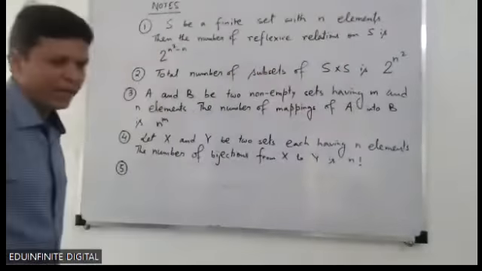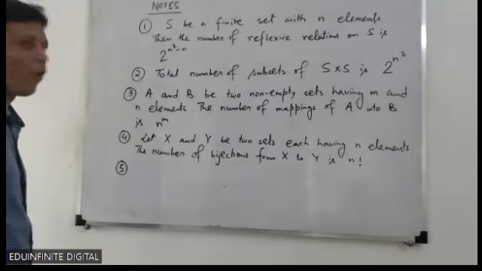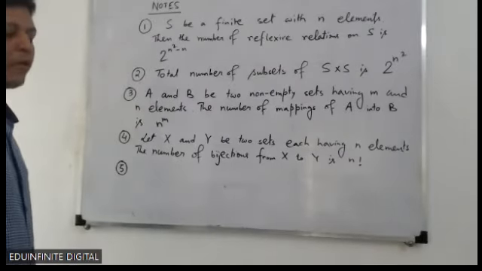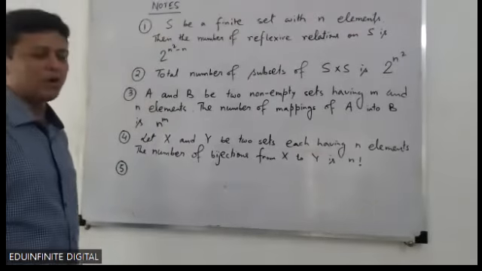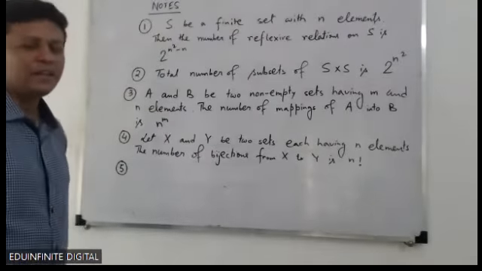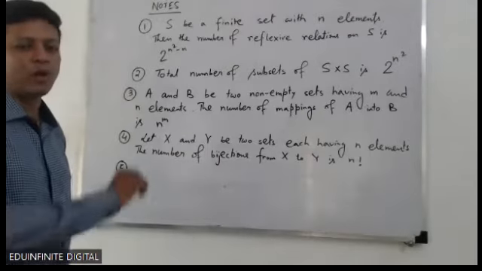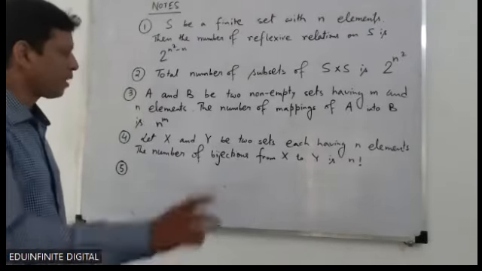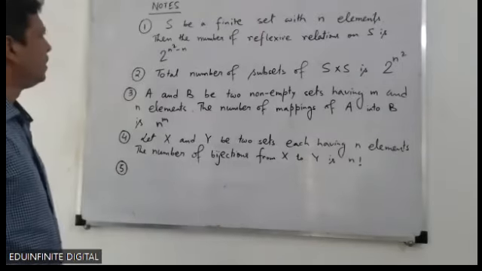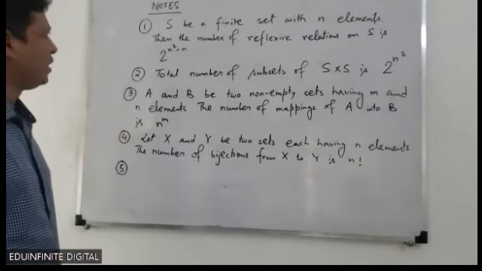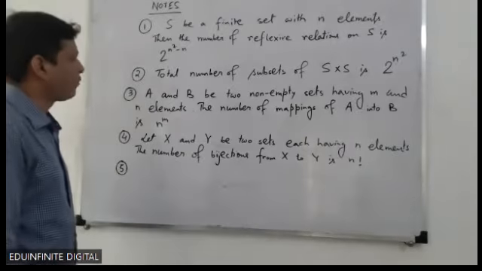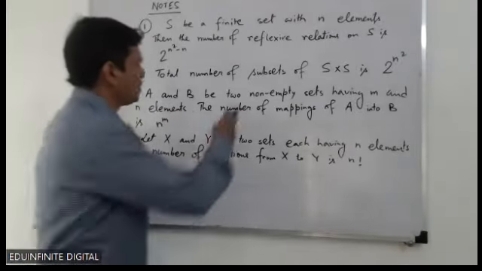So let's have a few important notes today that may be required in solving some problems. These are thumb rules, or you can note them down in your important diary. Maintain an important diary to note down these things. Number one, everybody should note down this one. Suppose A is a finite set with n elements. Then the number of reflexive relations.